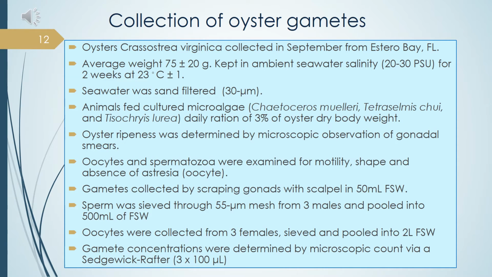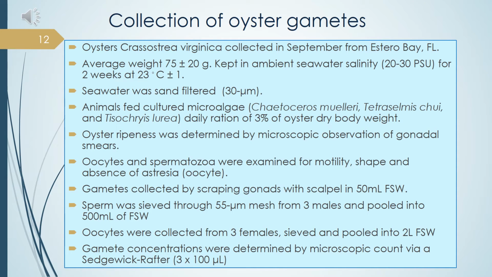Collection of oyster gametes. The oyster Crassostrea virginica was collected in September from Estero Bay, Florida. The average weight was about 75 grams, and they were kept in ambient salinity seawater for about 2 weeks. Seawater was sand filtered. The animals were fed cultured microalgae of 3 different species at a daily ration of about 3% of the oyster dry body weight. Oyster ripeness was determined by microscopic observation of the gonadal smears, and the oocytes and the spermatozoa were examined for motility, shape, and absence of striae.